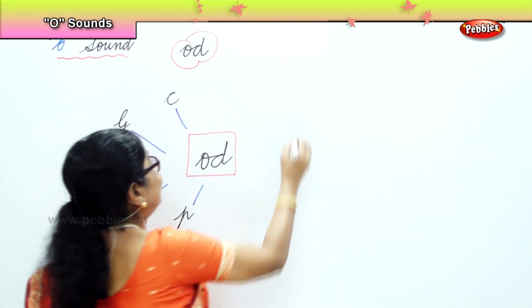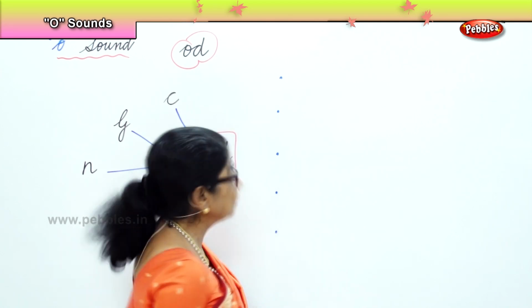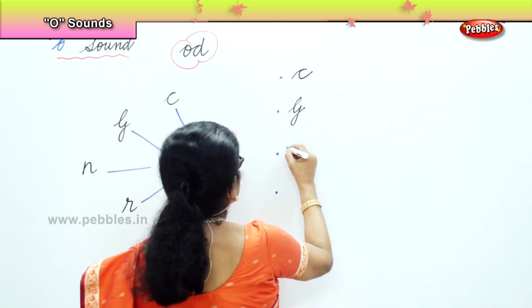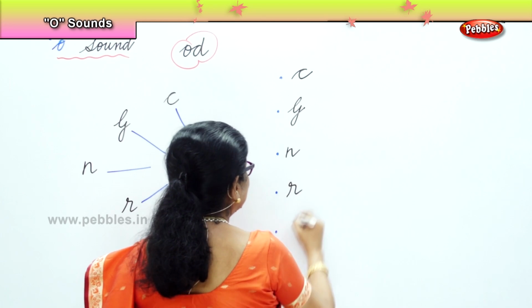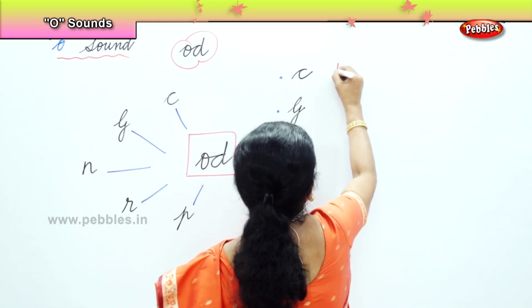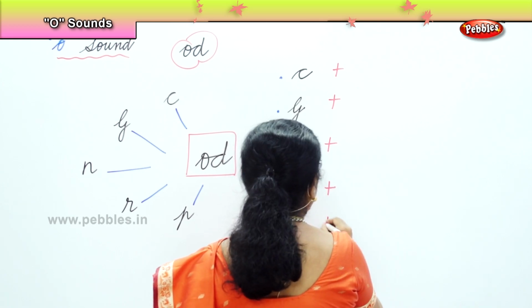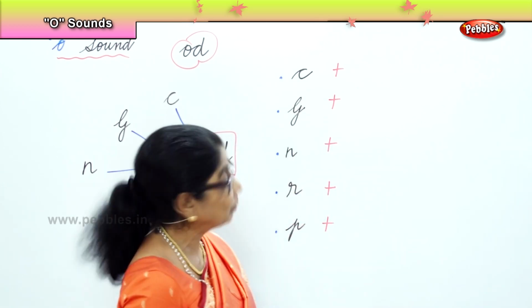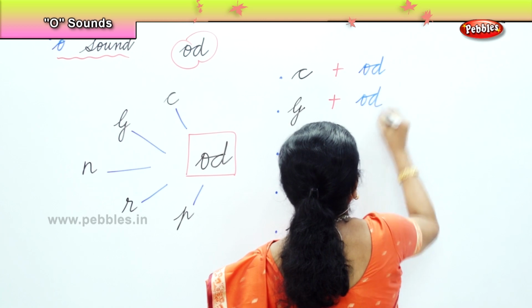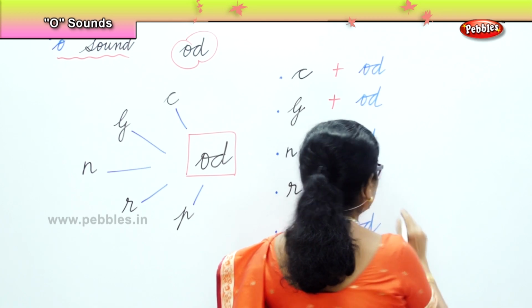So you have just five words here. Okay. Now the first sound is K, G, N, R, and P. To this you add K plus, G plus, N plus, R plus, and P plus, to that you add od. So now what do we get?